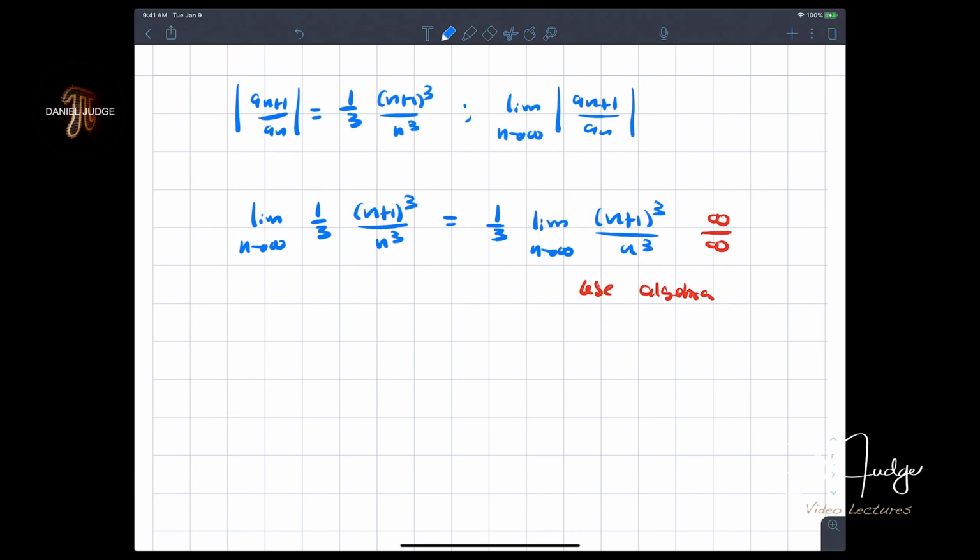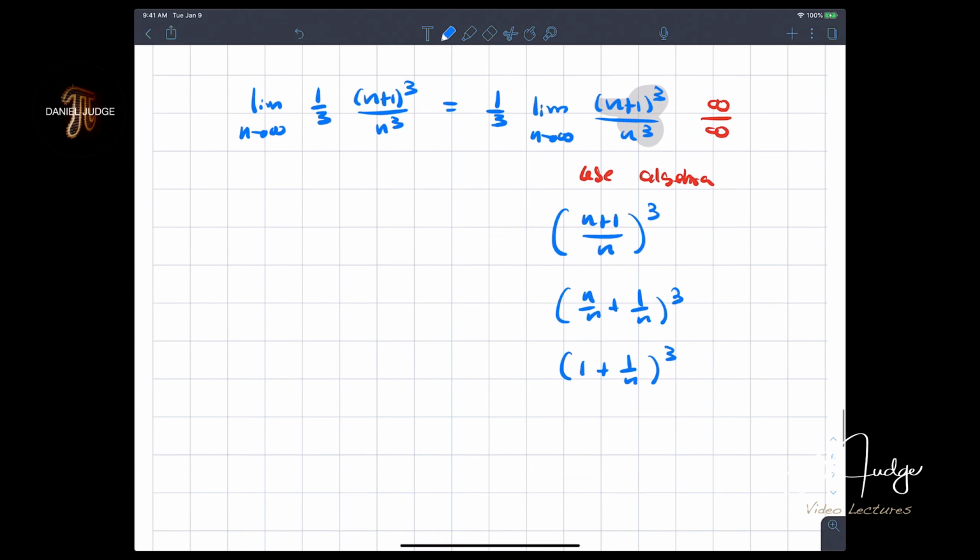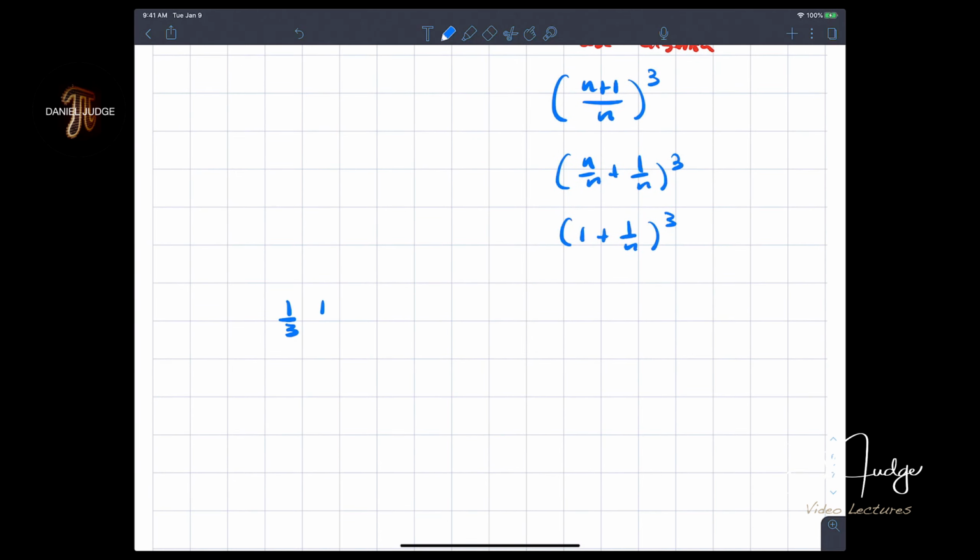And what that means is you have this portion here when we're using that algebra. That's really n plus 1 over n cubed. Again, properties of exponents. And then this portion becomes n over n plus 1 over n cubed, which is really 1 plus 1 over n cubed. So we have 1/3 times that limit of 1 plus 1 over n cubed as n gets big.